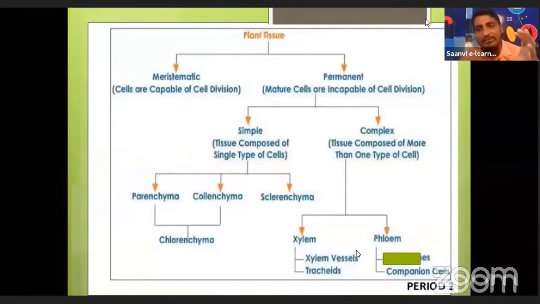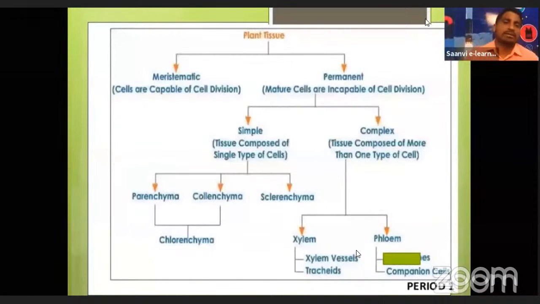So here xylem is responsible for transportation of minerals and salts. What about food transportation? Phloem. Phloem, not phloem children, it is phloem. So phloem is responsible for transportation of food material. As I told you, phloem, food. So phloem is responsible for transportation of food material, right?